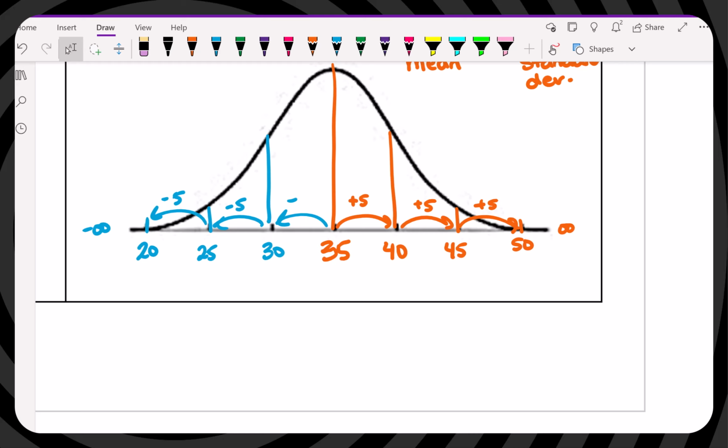Okay. All right. So 3 standard deviations in this problem would be 20 to 50. That would be 99.7% of your data. Now, between negative infinity and positive infinity, 100% of your data.